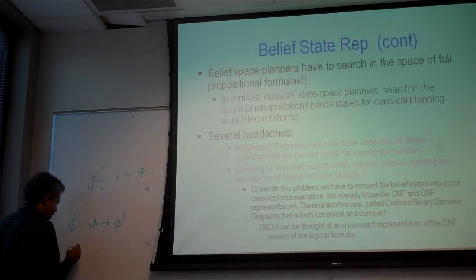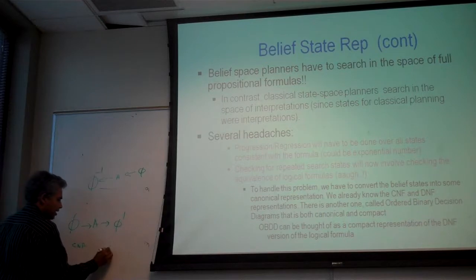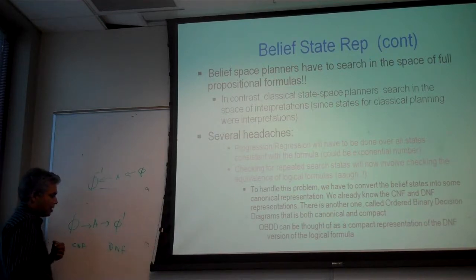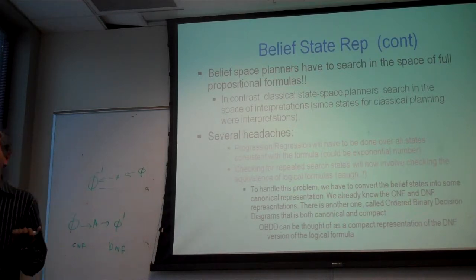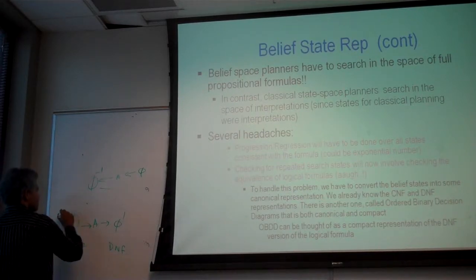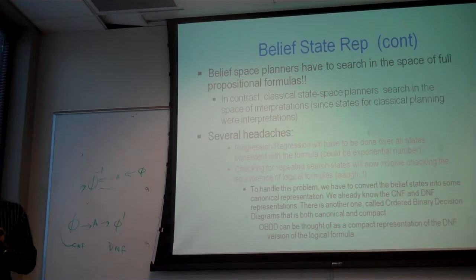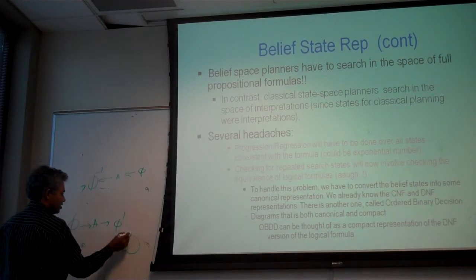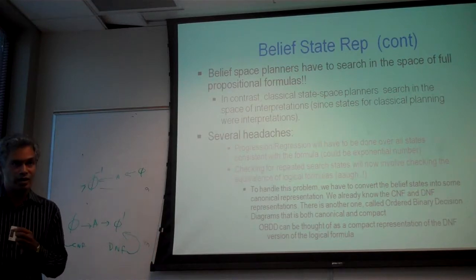Now there are two ways of doing this. One is we can look at either the CNF or DNF representation. The DNF representation looks very much like a conjunctive representation, because it's a disjunction of conjuncts, whereas the CNF representation is a conjunction of disjuncts. We'll see that the CNF formulation is very useful in talking about regression, and the DNF formulation is useful for talking about progression.